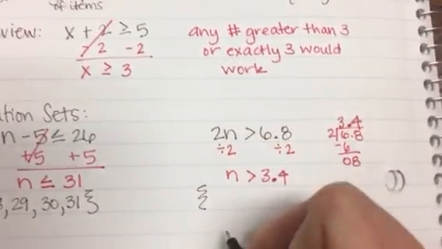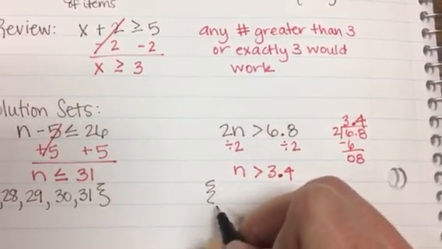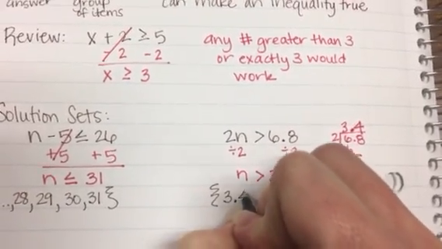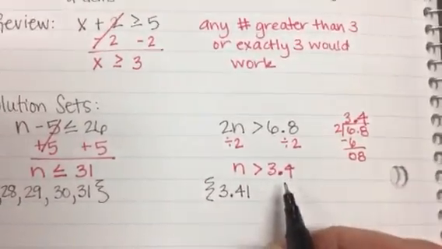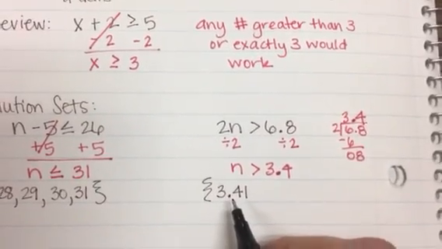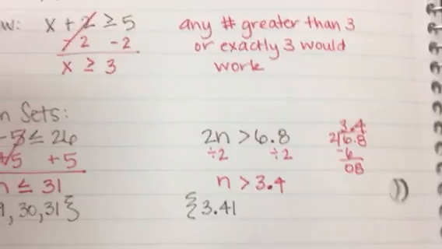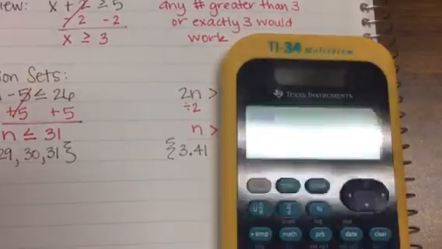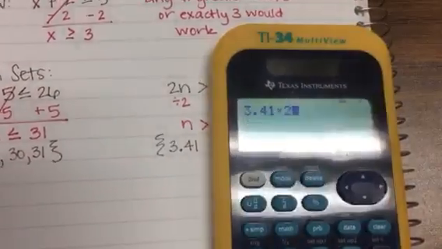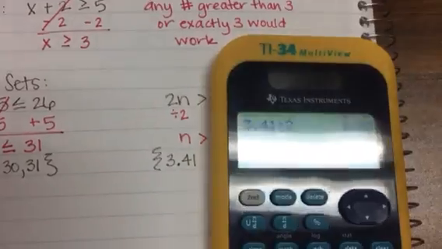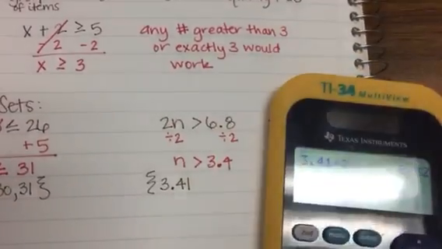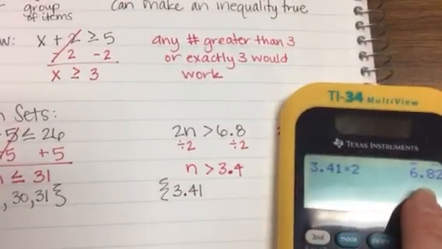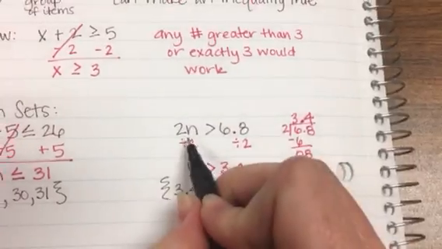So there's a couple of different solution sets you could write. We always do the little open brackets, looks like a little squiggly line. The first number that it could be would be like 3.41 because it can't be exactly 3.4, but it could be 3.41. And if you don't believe me and you want to test it, you could always plug it in on your calculator. So you could do 3.41 times 2, which is what the original problem said. And 3.41 times 2 is 6.82. Well, if you compare 6.82 to 6.8, 6.82 is a little bit bigger. So that does make that inequality true.